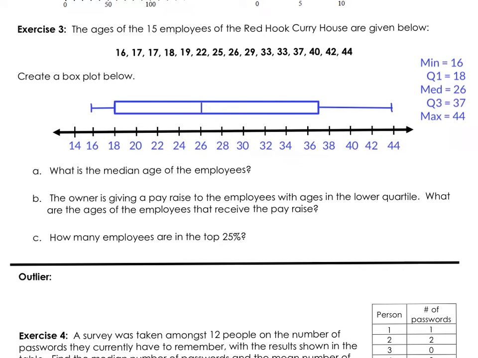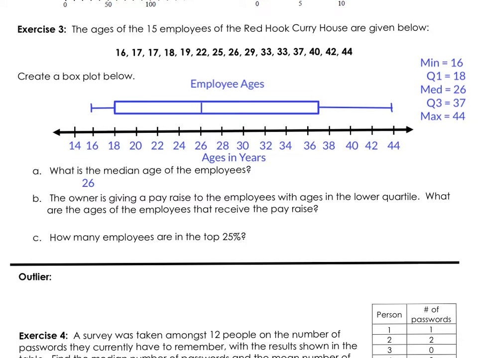The next thing that we have to do is label this, and that's helpful because it tells us exactly what this is standing for and helps us to answer follow-up questions. So I was generic with my label here. I just said employee ages. If you want to be more specific, you could say Red Hook Curry House employees' ages, but I just wrote employee ages and then ages in years. So now I know what these things are representing. A says, what is the median age of the employees? Well, median, we can look over in our information that we took from our calculator or read it off the graph, but our median age here is 26.